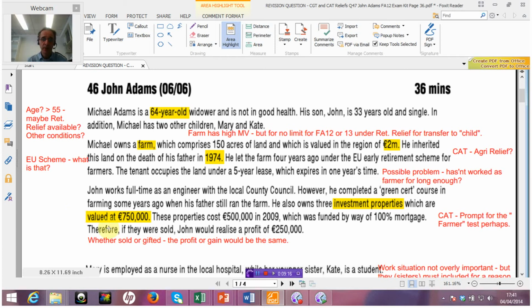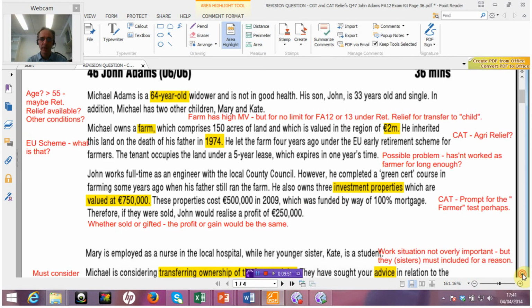Okay, this point here, it's interesting that they tell us that if the properties were sold, they would realize a profit of 250,000 euros. I just wonder why they're telling us that. Are they prompting us that perhaps it would be an idea for one or other reason to sell the properties? They're not going to give us lots and lots of information for absolutely no reason. So I'm just wondering, what are they prompting here? Why are they telling us that there would be a gain? We can work out 250 from the figures above, but why are they making a point of telling us? So more of that a little bit later.